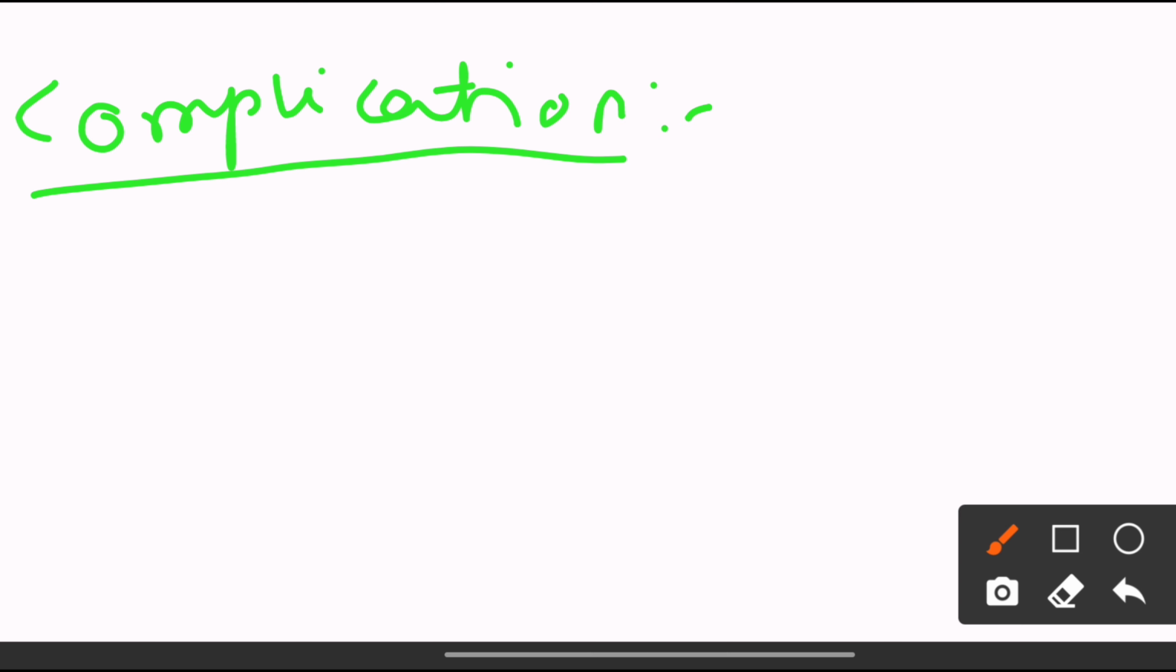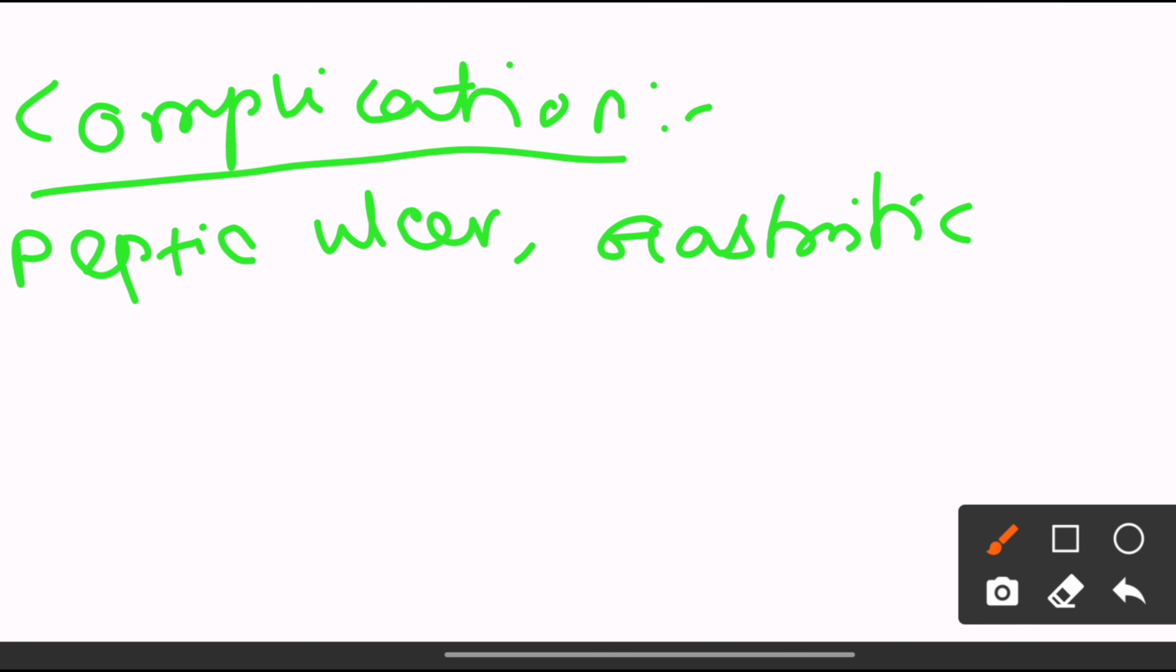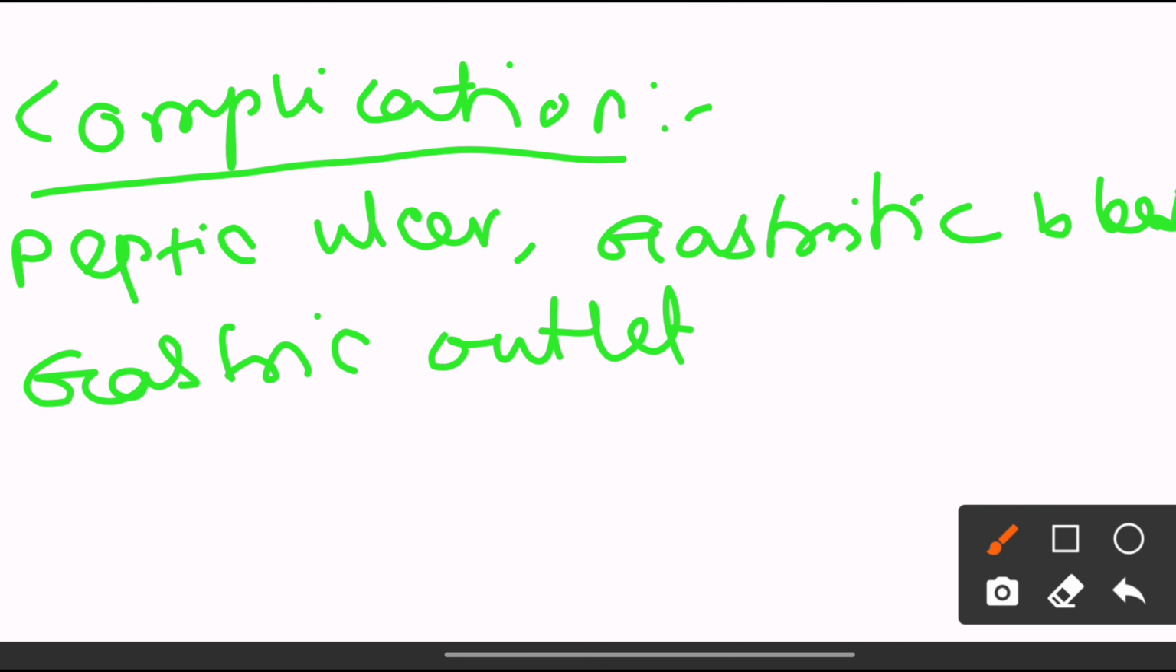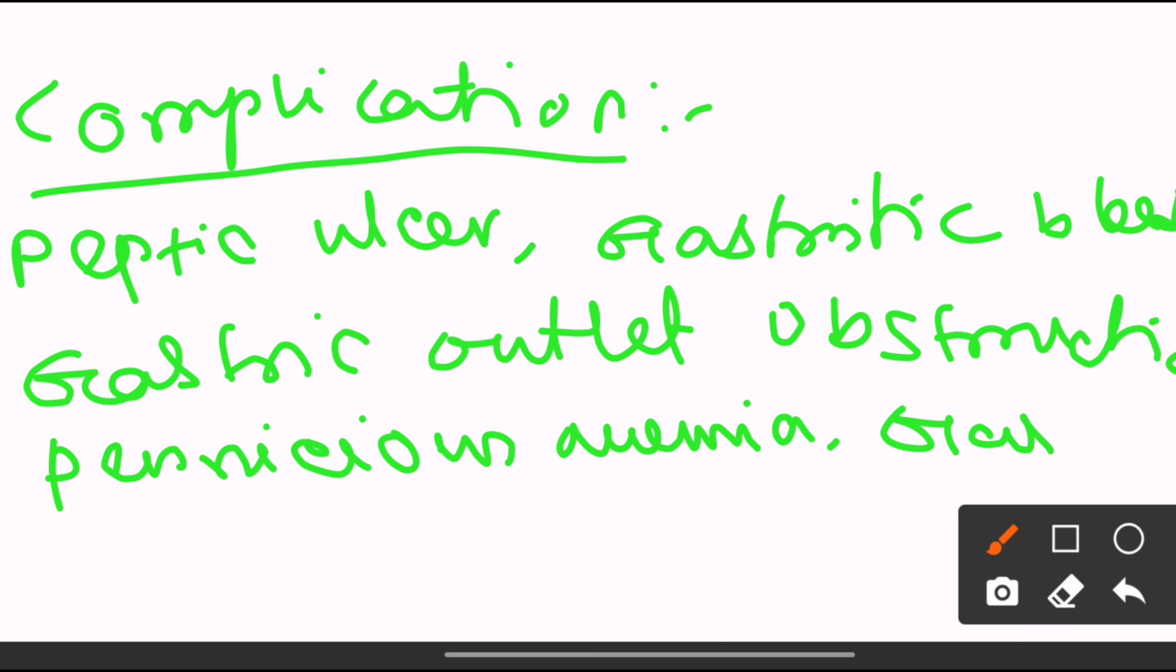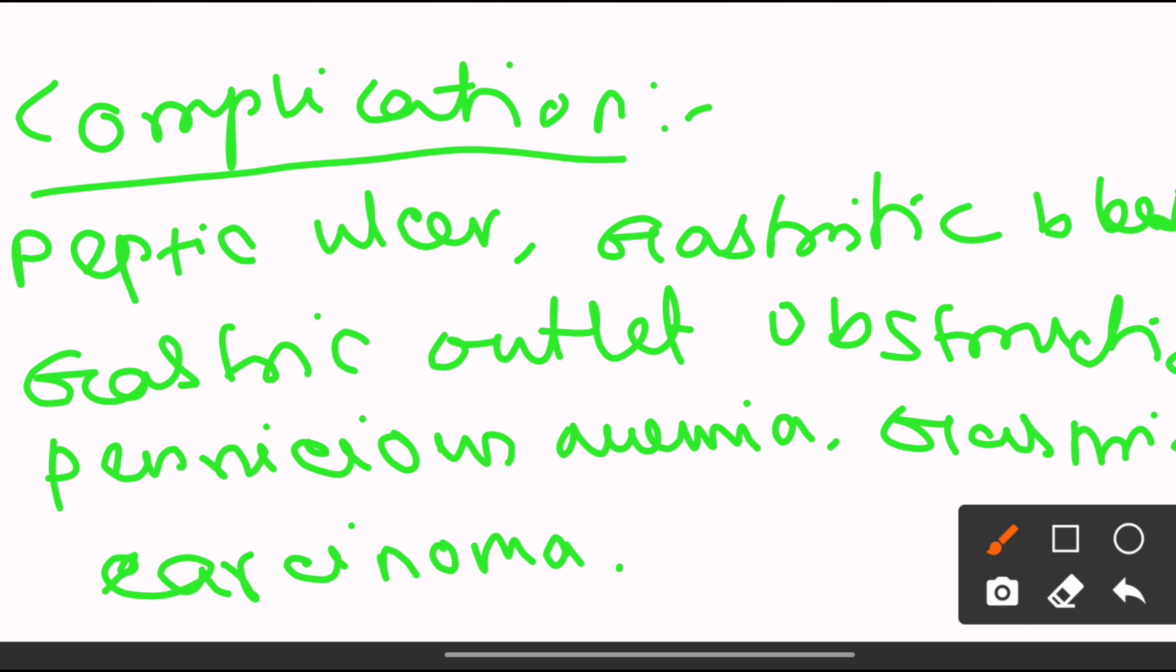What are the complications? Peptic ulcer, gastric bleeding, gastric outlet obstruction, pernicious anemia, gastric carcinoma, etc.